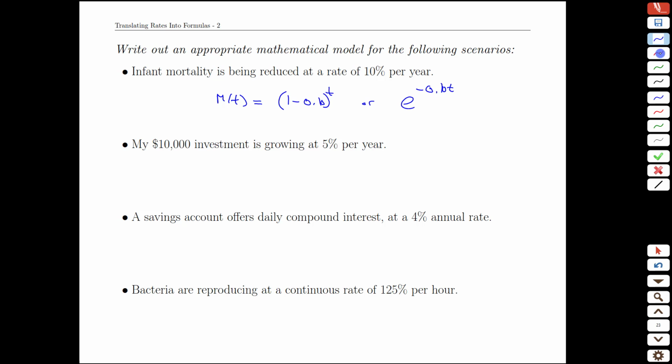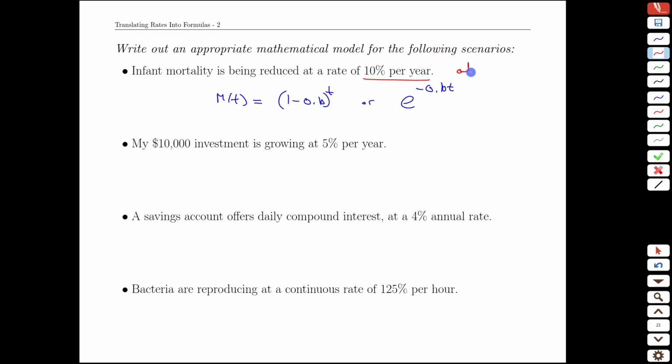In this case here, the way we'd naturally interpret this is after 1 year, or at t equals 1, we have lost exactly 10%. And if that's the case, we would not use the e model, we would use the 1 minus. This will guarantee that after 1 year, we've lost exactly 10%.